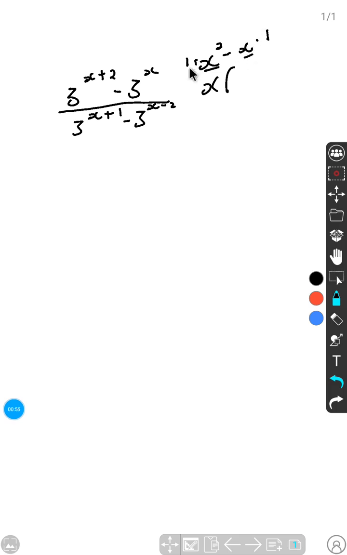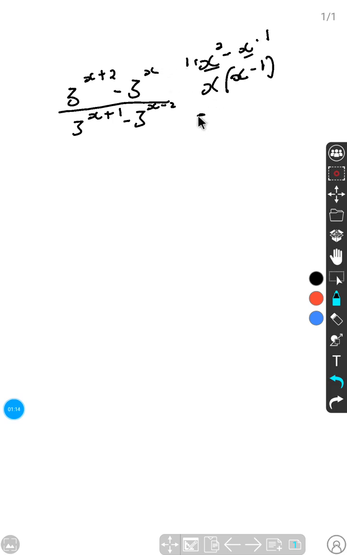X times 1 is x, and on this side 1 times x to the power 2 is x to the power 2. So if we remove x here, we're going to be left with 1x. If we remove x here, we're going to be left with the 1. So we're going to do the same thing using the exponential laws.